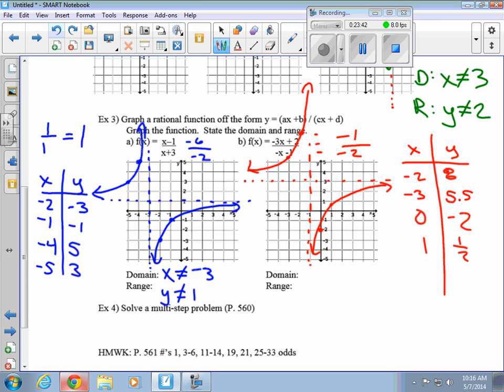Domain. What's a domain? All real numbers except x is not what? -1. And y is not equal to 3. Questions on that?